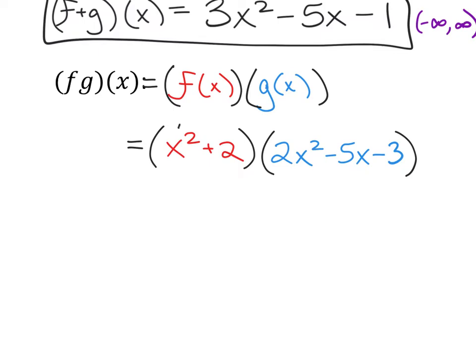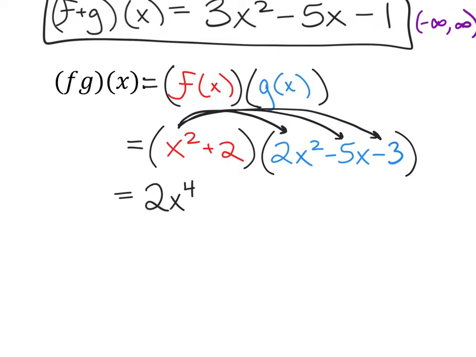Distribute. Now we're going to do double distribution. It doesn't technically follow the FOIL acronym because there's more. It's not a binomial times a binomial. But we're going to multiply all of that. X squared times 2x squared, that's 2x to the 4th power. X squared times -5x, that's -5x cubed. X squared times -3, that's -3x squared.